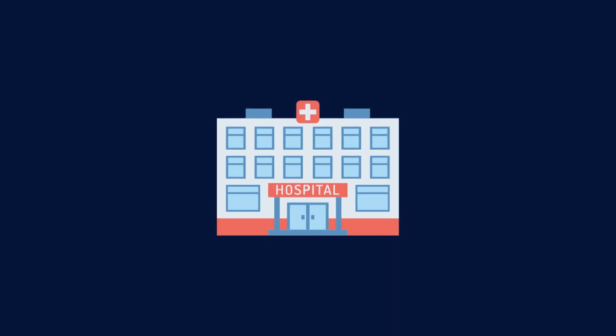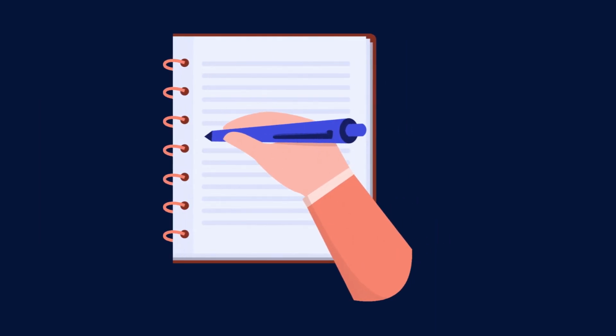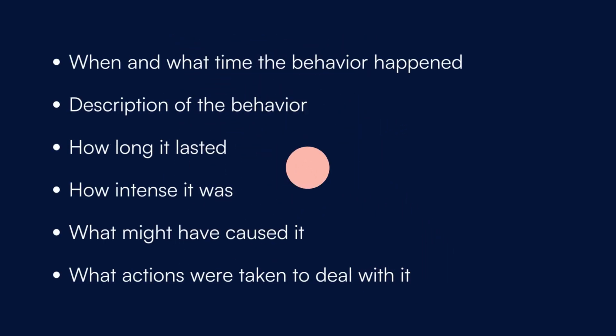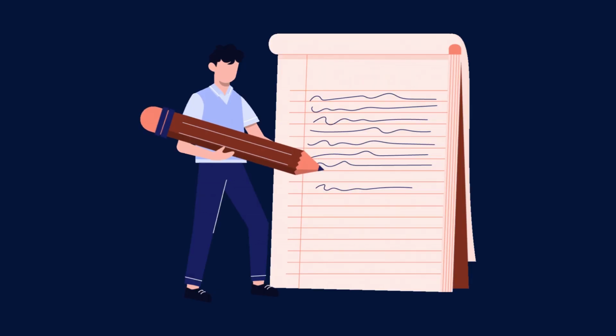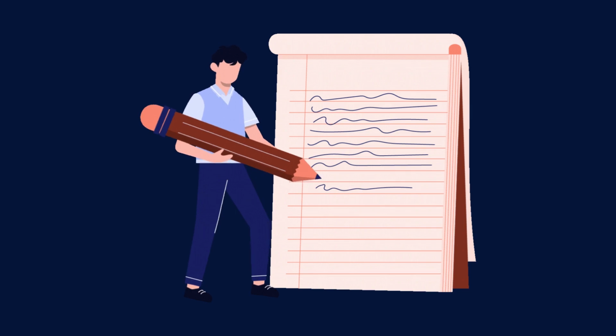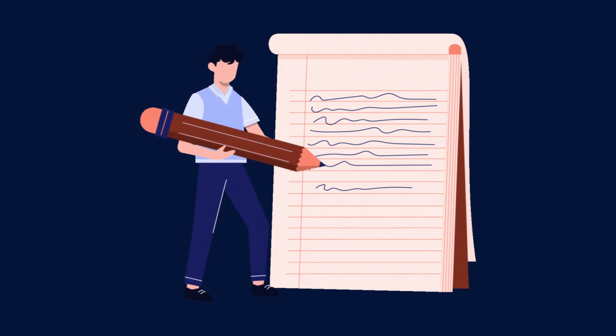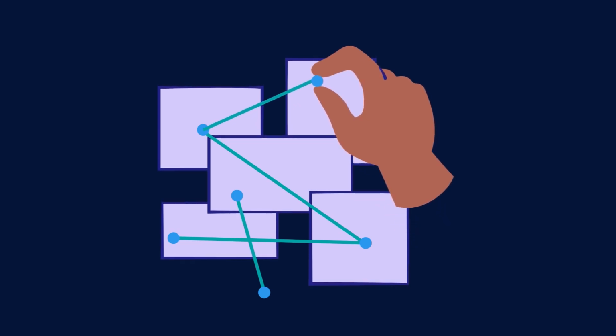This document has sections where you write down specific details. These include when and what time the behaviour happened, a description of the behaviour, how long it lasted, how intense it was, what might have caused it, and what actions were taken to deal with it. By carefully noting all of this information, professionals can start to see patterns in behaviour, understand what sets it off, and figure out why it's happening.